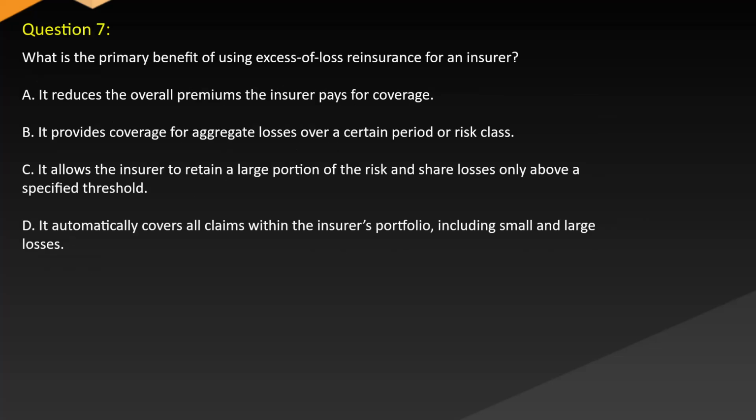Question 7. What is the primary benefit of using excess loss reinsurance for an insurer? A. It reduces the overall premiums the insurer pays for coverage. B. It provides coverage for aggregate losses over a certain period or risk class. C. It allows the insurer to retain a large portion of the risk and share losses only above a specified threshold. D. It automatically covers all claims within the insurer's portfolio, including small and large losses.